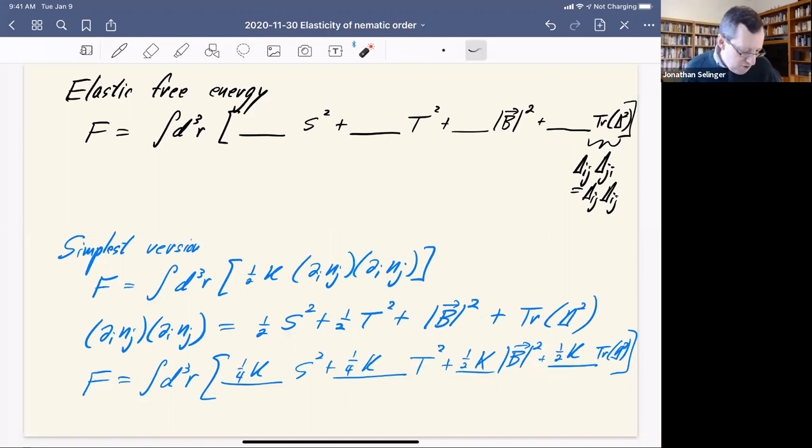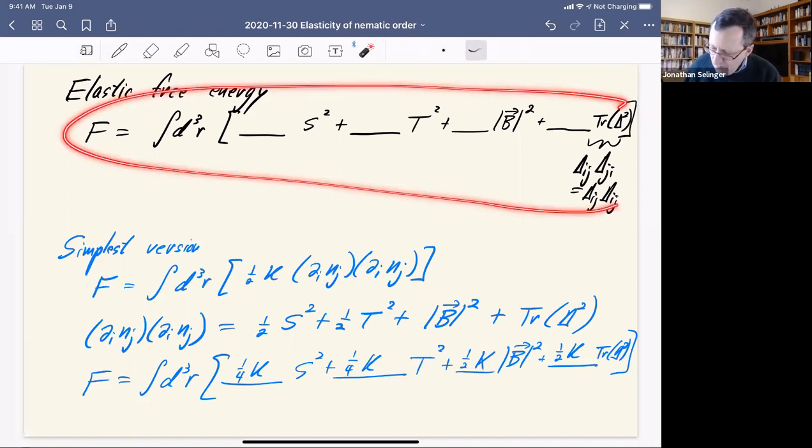But in general, they don't have to be those ratios. They could be anything. And then we get the general form of the elastic free energy, which is written out up here.